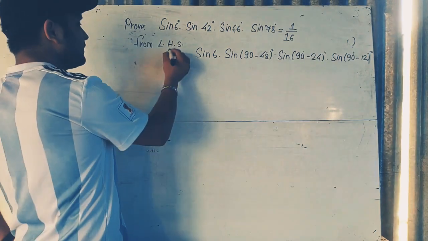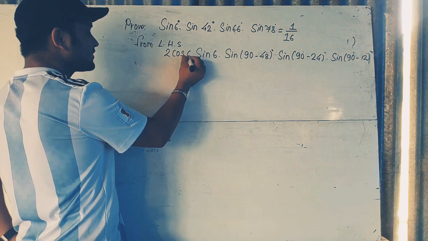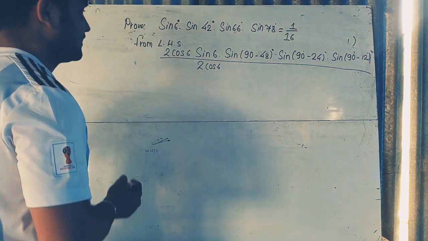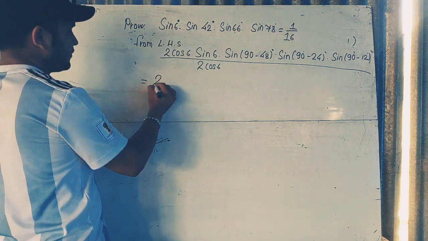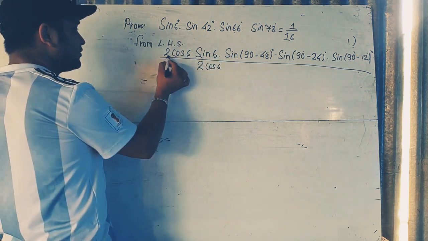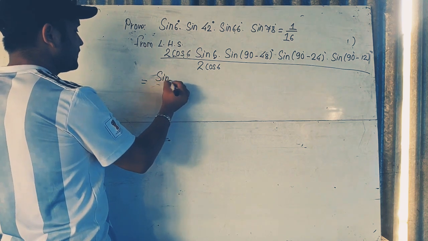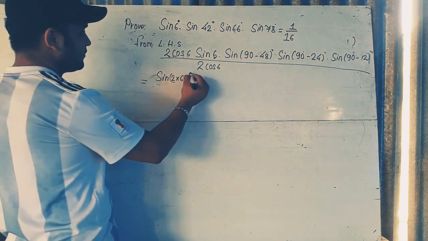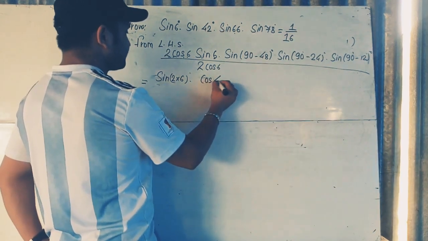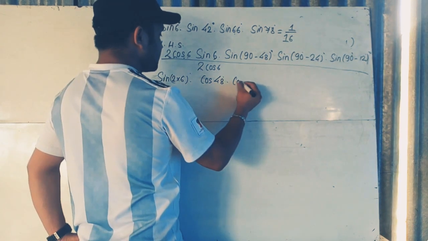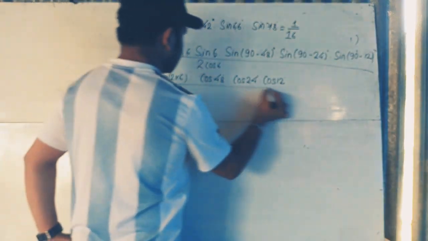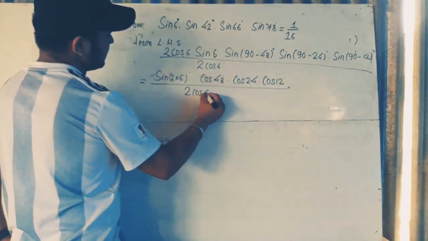Now at the same time you can multiply the numerator by 2 cos 6 and also the denominator by 2 cos 6. So please do it stepwise. It will be easy for you to understand. Now let us compare the numerator. You have 2 sin 6 cos 6. Comparing it with 2 sin a cos a, you have here sin 2a. Sin 90 minus theta is cos theta. Sin 90 minus 24 is cos 24. Sin 90 minus 12 is cos 12. What you have in the denominator is 2 cos 6.